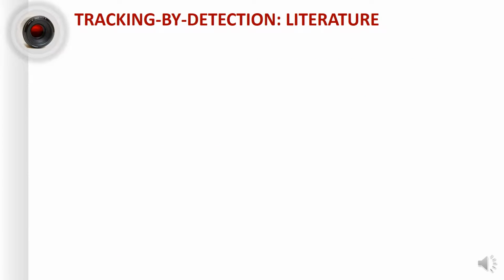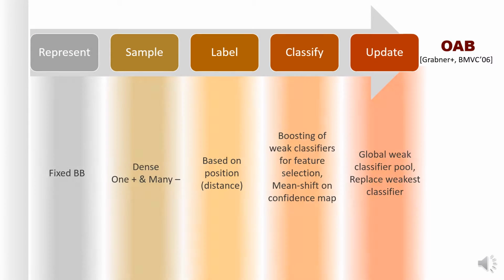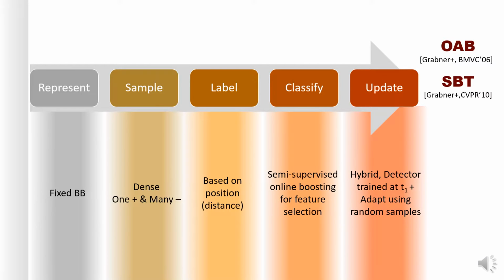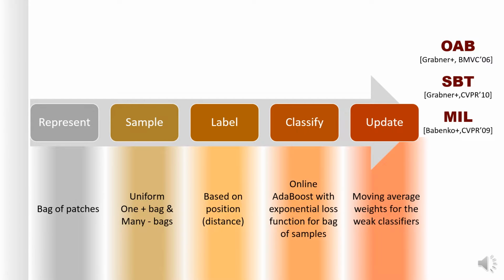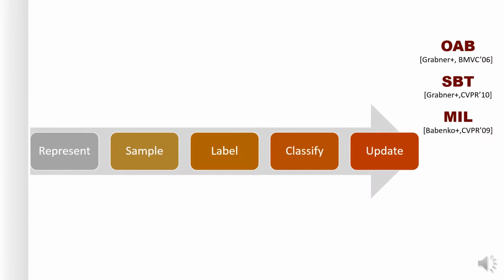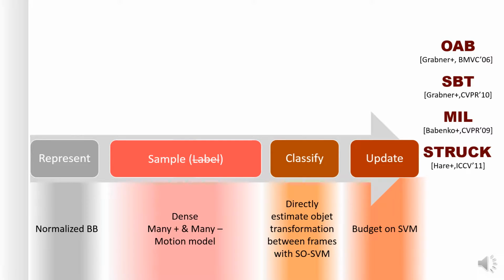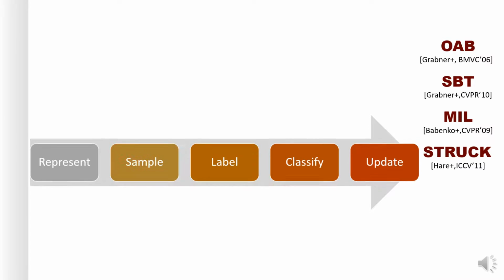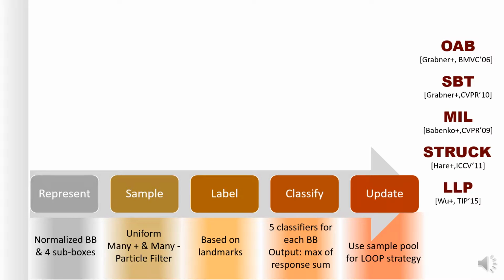There are many tracking by detection studies published every year in major conferences such as ICCV, CVPR, AVSS, and so on. Here we select 5 of them to present a variety of approaches. Online boosting, tracking the invisible or SPT, multi-instance learning tracker, struct or structured output tracking, and LP, label propagation scheme.